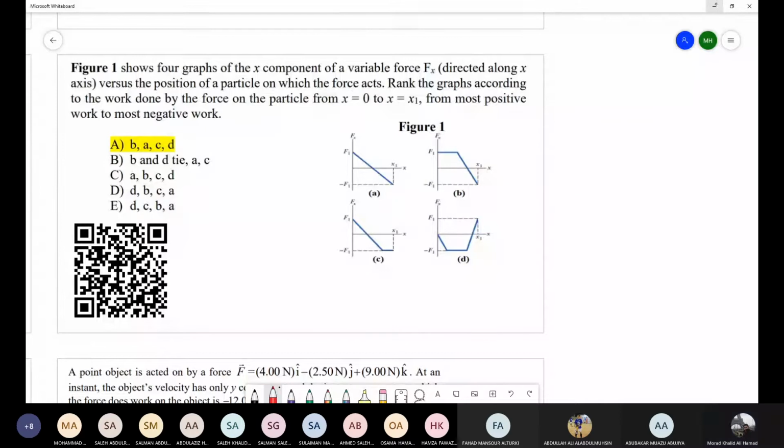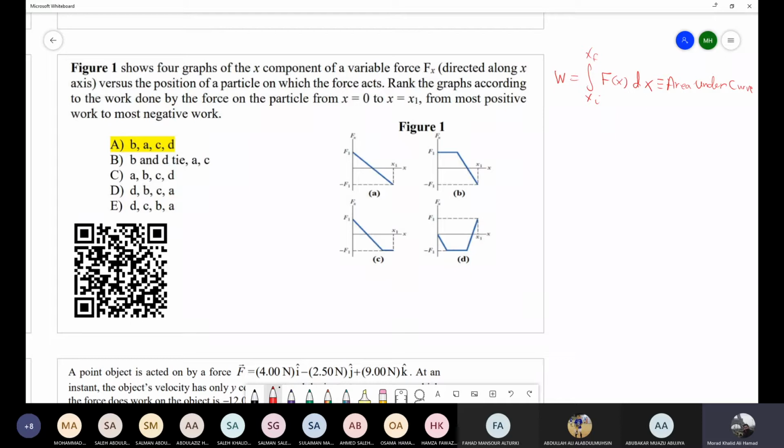Okay, guys. If you remember, the work for a variable force is equal to the integration of f of x dx from x initial to x final, and this can be defined as the area under the curve. So if I have a variable force, not a constant force, we can use this formula. If I have a graph, just find the area under this curve, like what we did in chapter 2.